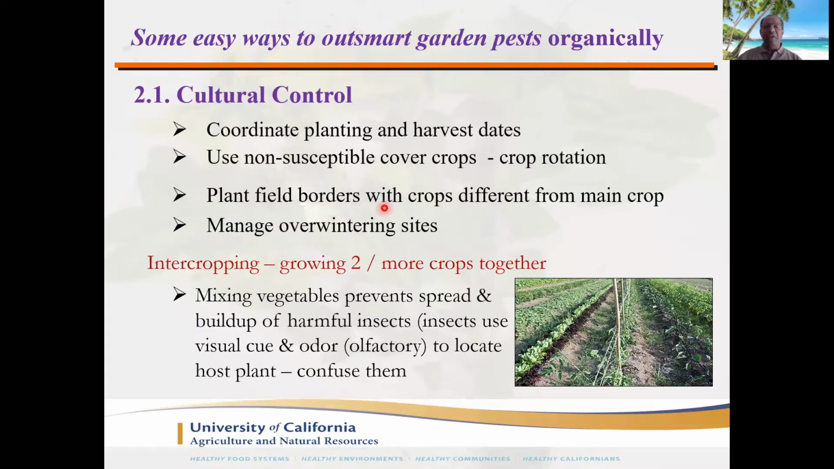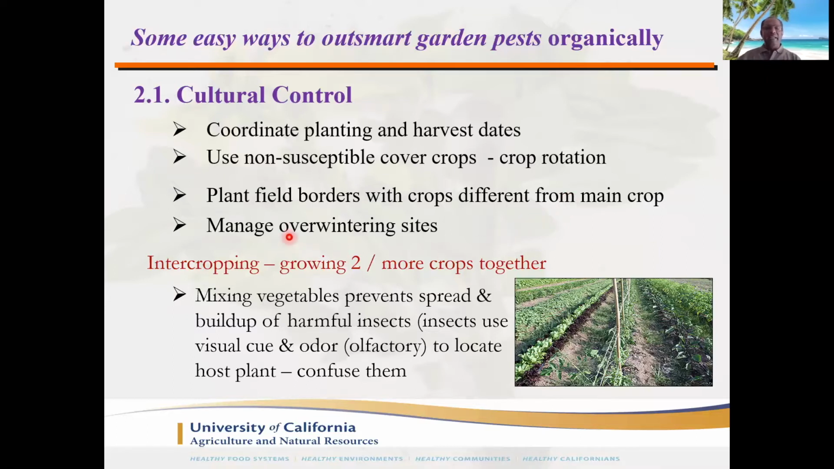So plant field borders with crops different from the main crops. This is the idea of a pull type of technology, meaning you divert the attention. You send them to a non-crop surrounding at the border, okay? Sometimes they love those crops, and in the meantime, you will be harvesting plants that are not attacked by those insect pests. Maybe for the list of those types of crops and plants, we need another webinar to discuss this, okay?